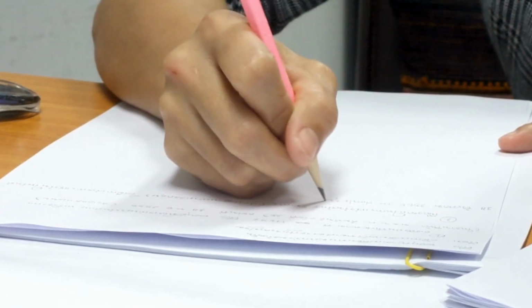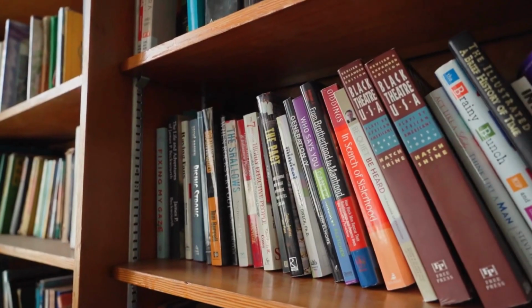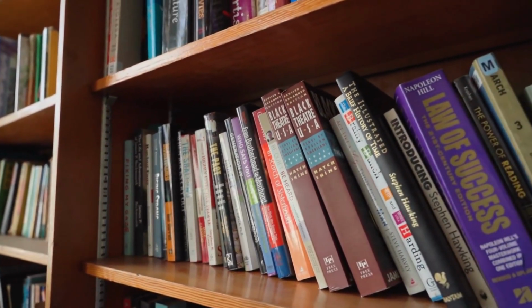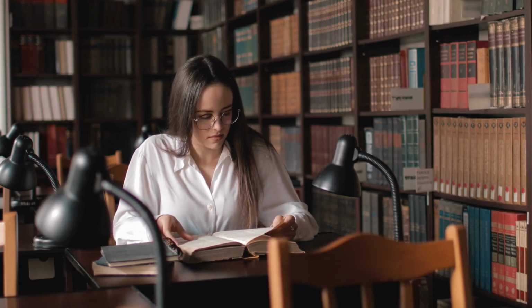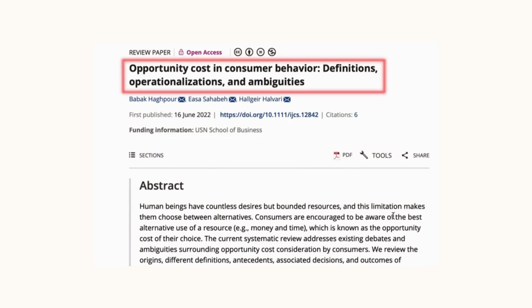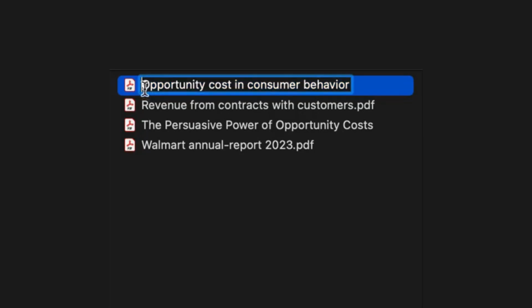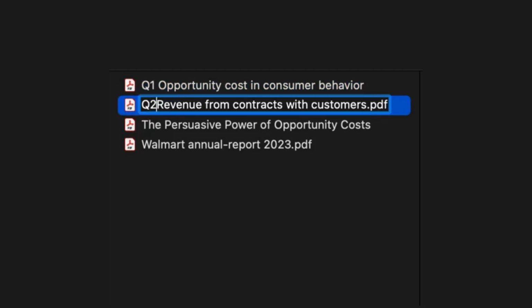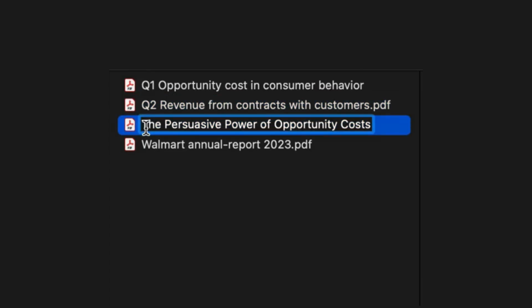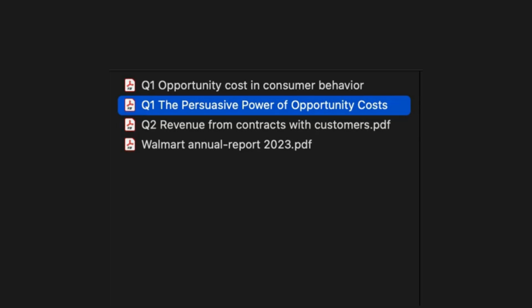When I begin working on an essay, I start by reviewing a bunch of publications to see whether they align with the topic and keywords of my paper. During this initial phase, I save these publications using their original title. Then, as I examine each publication in detail, I match them to specific essay question number, such as Q1, Q2, or certain keywords, such as opportunity cost. This helps me identify which file corresponds to which question or which part of the question.